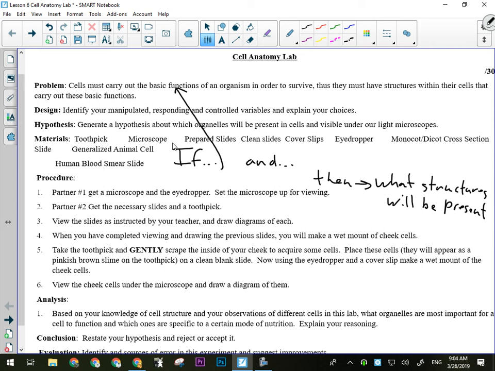Okay, when you get to the conclusion, right? You can just as easily say many of the structures I listed were visible, these ones were not, here's the reasons why. Okay, it doesn't mean you have to reject your hypothesis if you don't see them. You can just accept it conditionally, okay, or something like that.